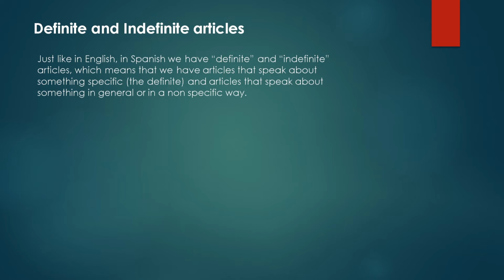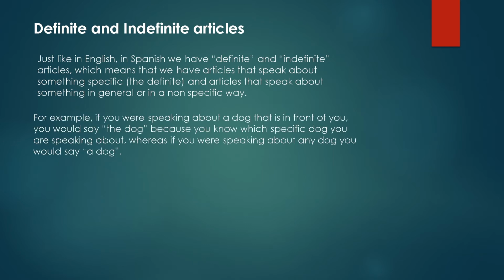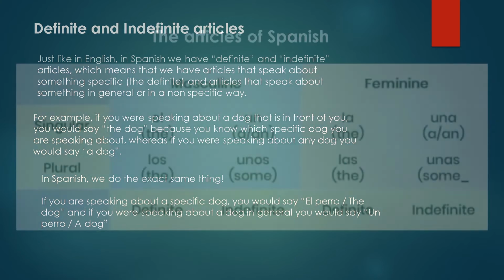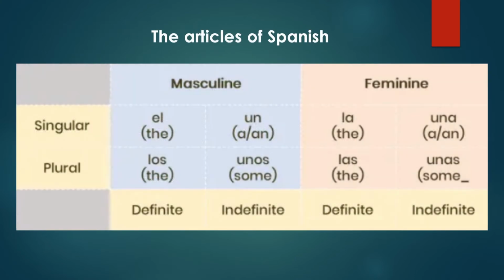For example, if you were speaking about a dog that is in front of you, you would say the dog, because you know which specific dog you are speaking about. Whereas, if you were to speak about any dog, a dog in general, you would say a dog. It's the same concept in Spanish. If you are speaking about a specific dog, you would say el perro, and if you were speaking about a dog in general, you would say un perro. So now that you know that, we can go back to that chart and take a look at the articles.